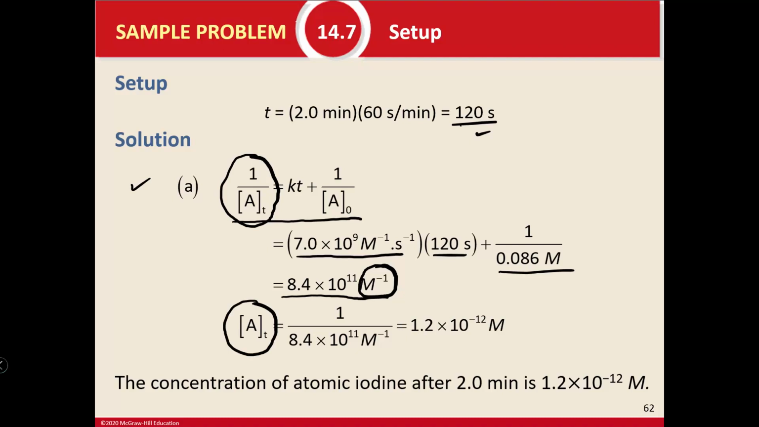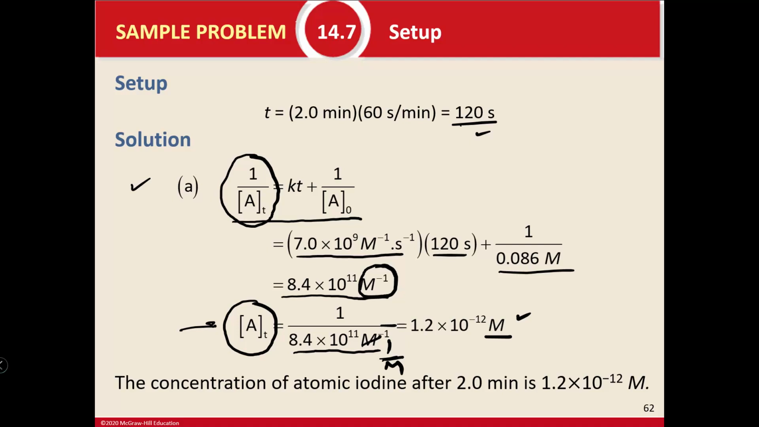To get this, you have to do the reciprocal. So you say 1 over 8.4 times 10 to the 11th, in 1 over molarity units. If you don't like this, just put a 1 over M here like this. Then you can see that this is in the quotient of a quotient, which is the same thing as being in the numerator. So the reciprocal of 8.4 times 10 to the 11th will give you 1.2 times 10 to the negative 12th molar.